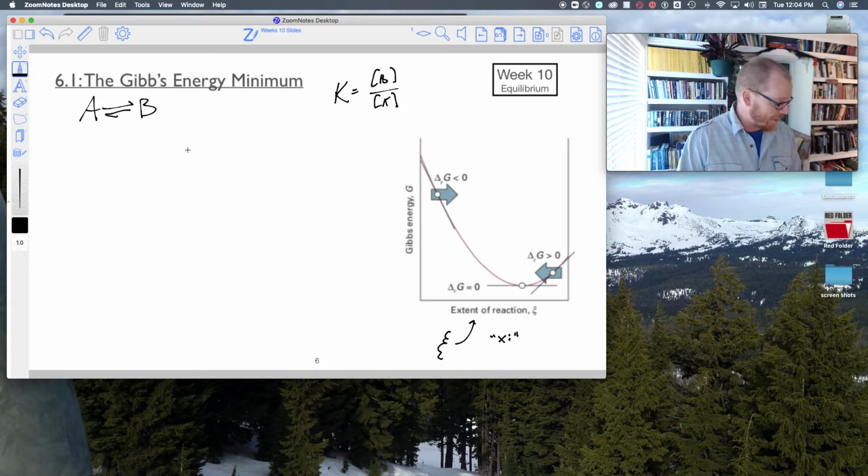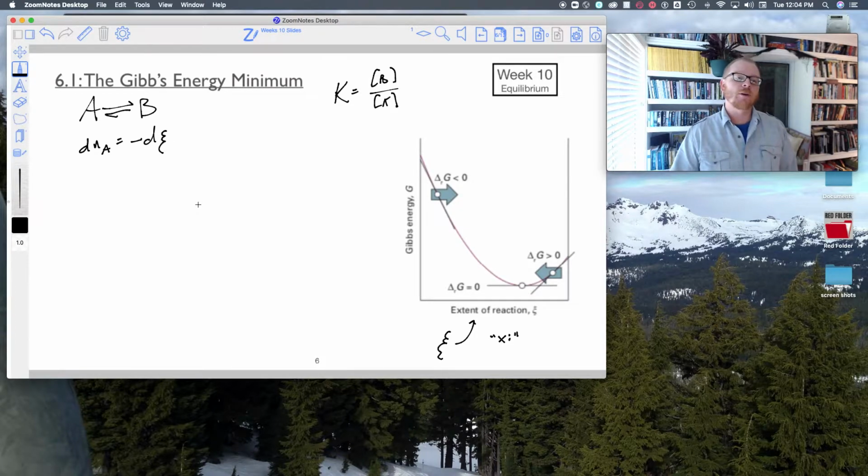So anyways, what is that thing? Well, if I look at this equilibrium and I look at the change in the number of moles of A, dn_A, this is equivalent to negative dξ. And the negative is because it's a reactant. So the reactant will decay. Its concentration will decrease over the extent of this reaction, over time.